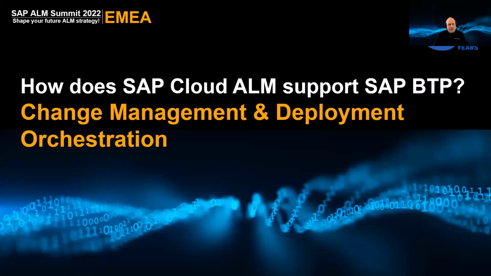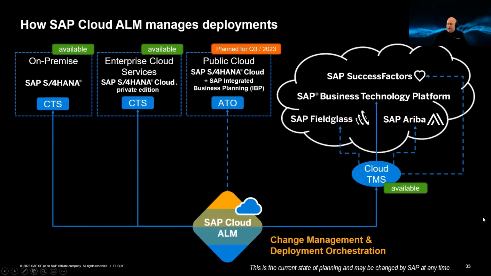And now we also do cover deployment of changes from Cloud ALM. I wasn't going to get too deep into this because we have a separate session, which I'll cover in the next slide. But again, the Cloud ALM is connected to the on-premise change and transport system and also the cloud transport management system. So we can control the release of changes on-premise and cloud. We are doing this again with BTP, things like MTAR archives, but we are also planning to do this for SuccessFactors, Fieldglass, and Ariba through Cloud TMS.